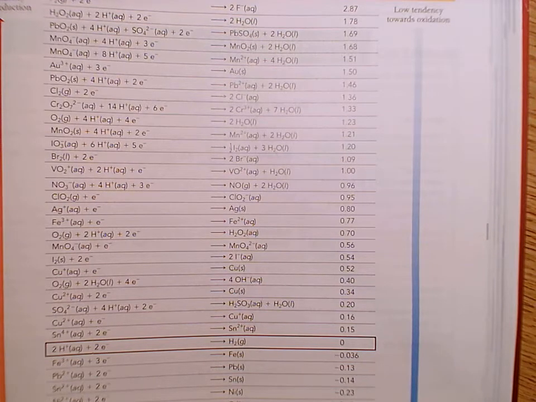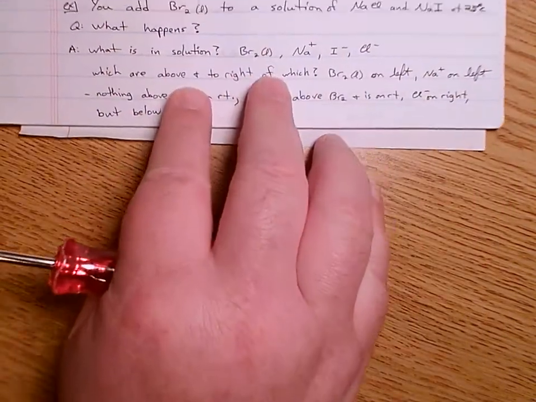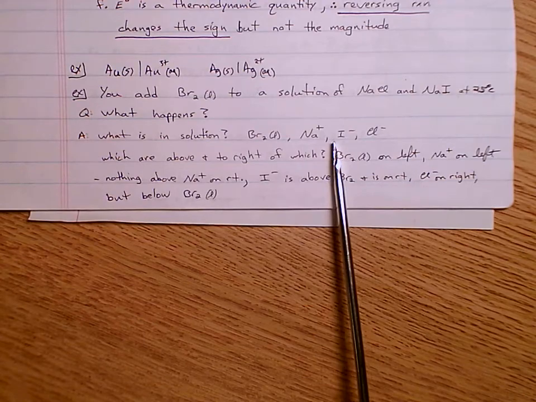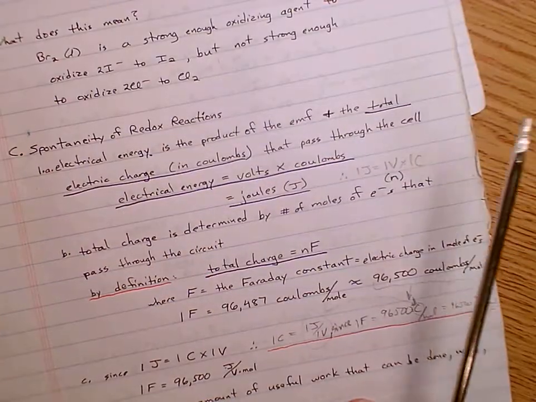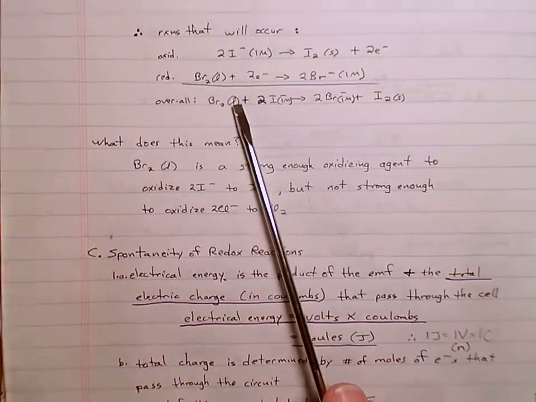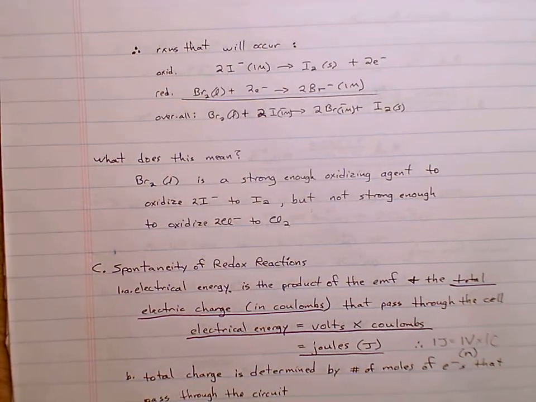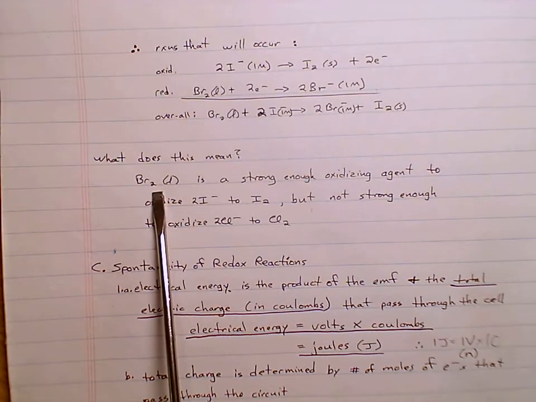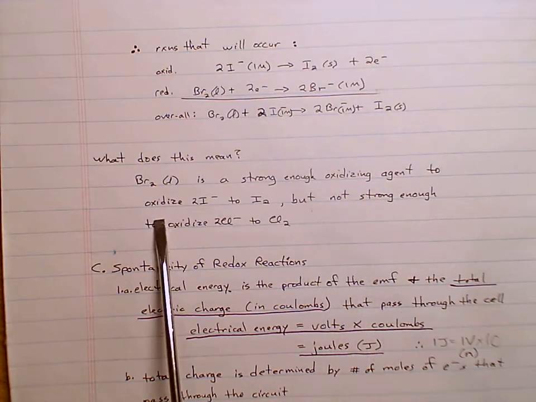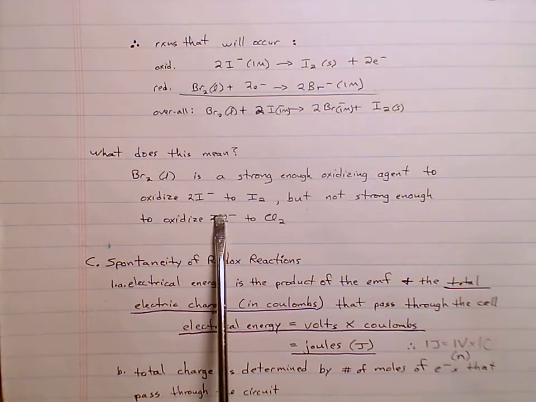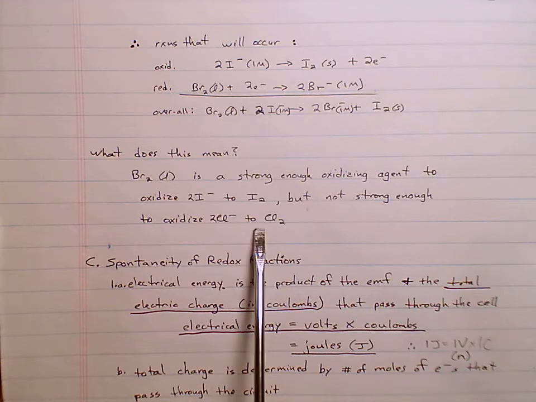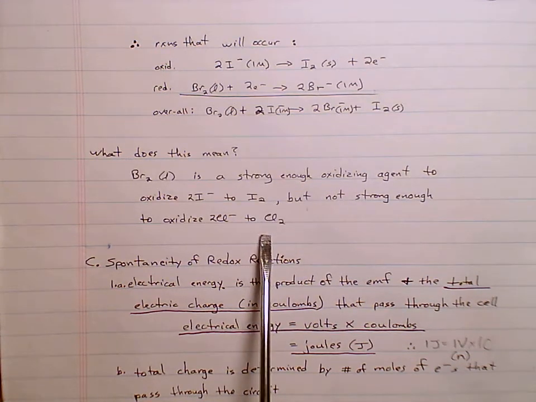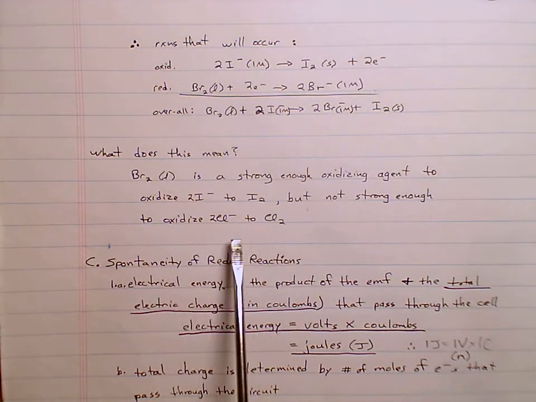So we've found out through this table the only thing that will react is the bromine liquid will react with the iodide. And so that will give us these two reactions that we already looked at. And bromine liquid, what does it mean? It means bromine liquid is a strong enough oxidizing agent to oxidize our 2 I minus into I2, but it's not strong enough to oxidize 2 Cl minus to Cl2, and nothing is strong enough to reduce sodium ions into Na.